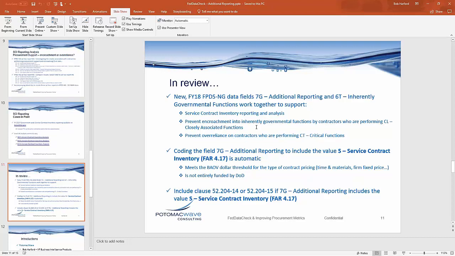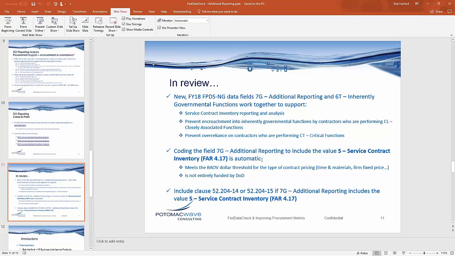The goal is to prevent encroachment into inherently governmental functions by contractors who are performing closely associated functions. What's an example? You can draw up a draft statement of work for the contractor, but you can't approve and post the final statement of work and put it out. That would be encroachment. And to prevent over-reliance on contractors who are performing CT, critical functions, that's the whole purpose of these two fields and the analysis that they support.